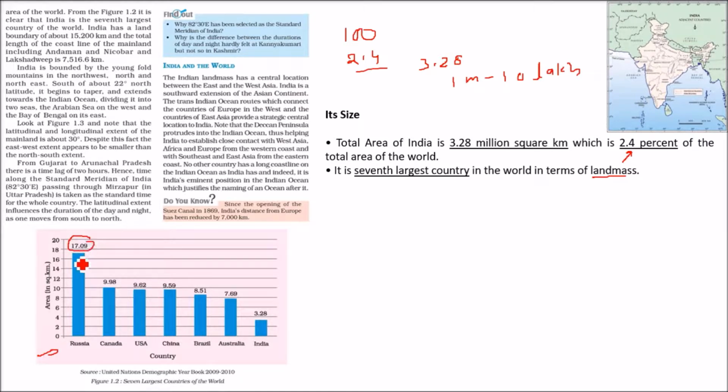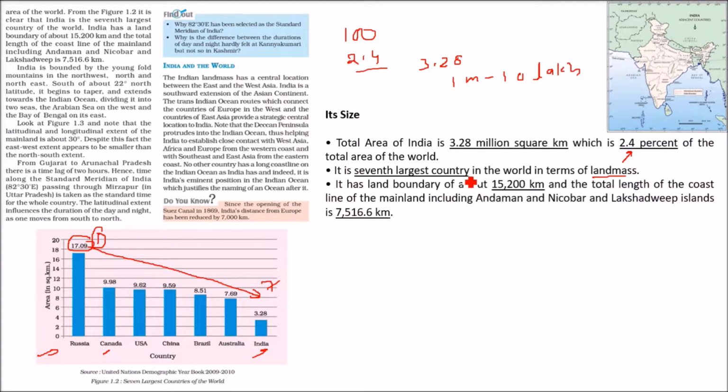First is Russia, at around 17.09. This is in millions of square kilometer. It is followed by Canada, USA, China, Brazil, Australia, and then we have India. So we are in the 7th position, the first one being Russia.